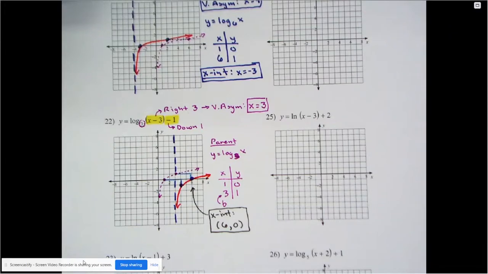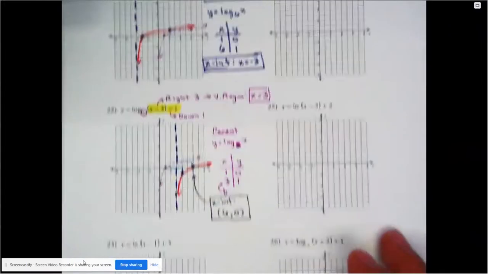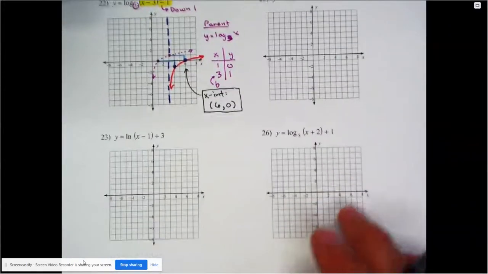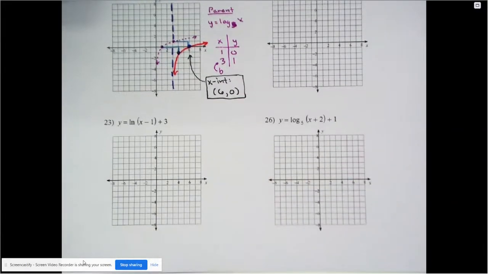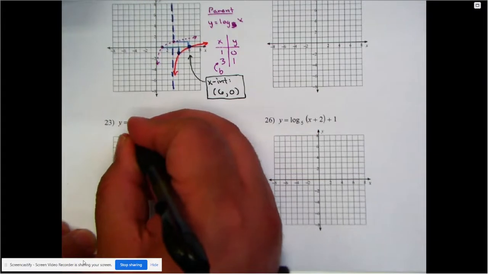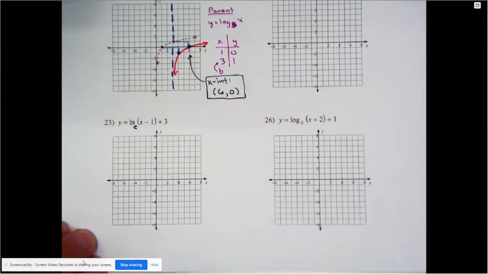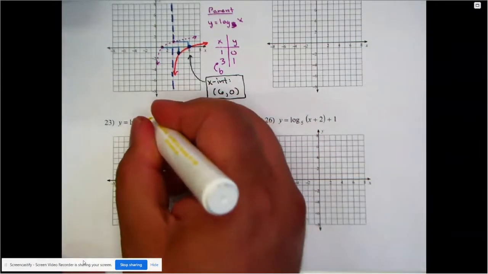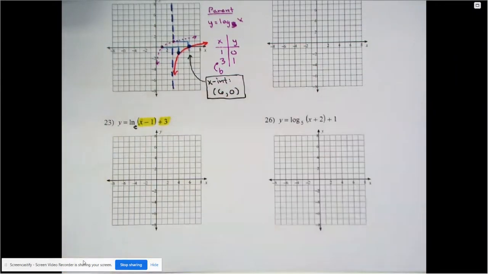All right, and finally, our very last graph here. So we do have a third part here. There you go, last one. Now this one's a natural log, and that's okay. We can draw these too. Look, it's a base of e. A little strange, I understand, but we can still draw it out. We have x minus 1 in here. We have a plus 3 right here.